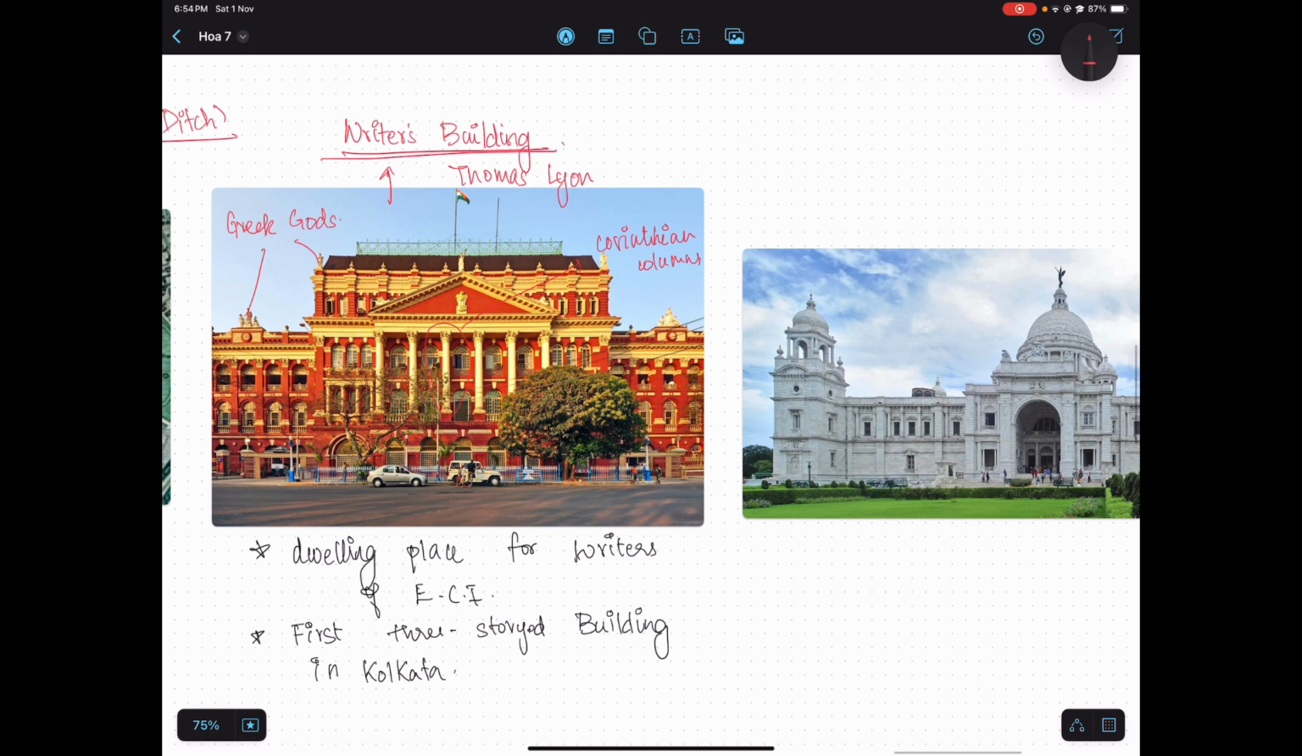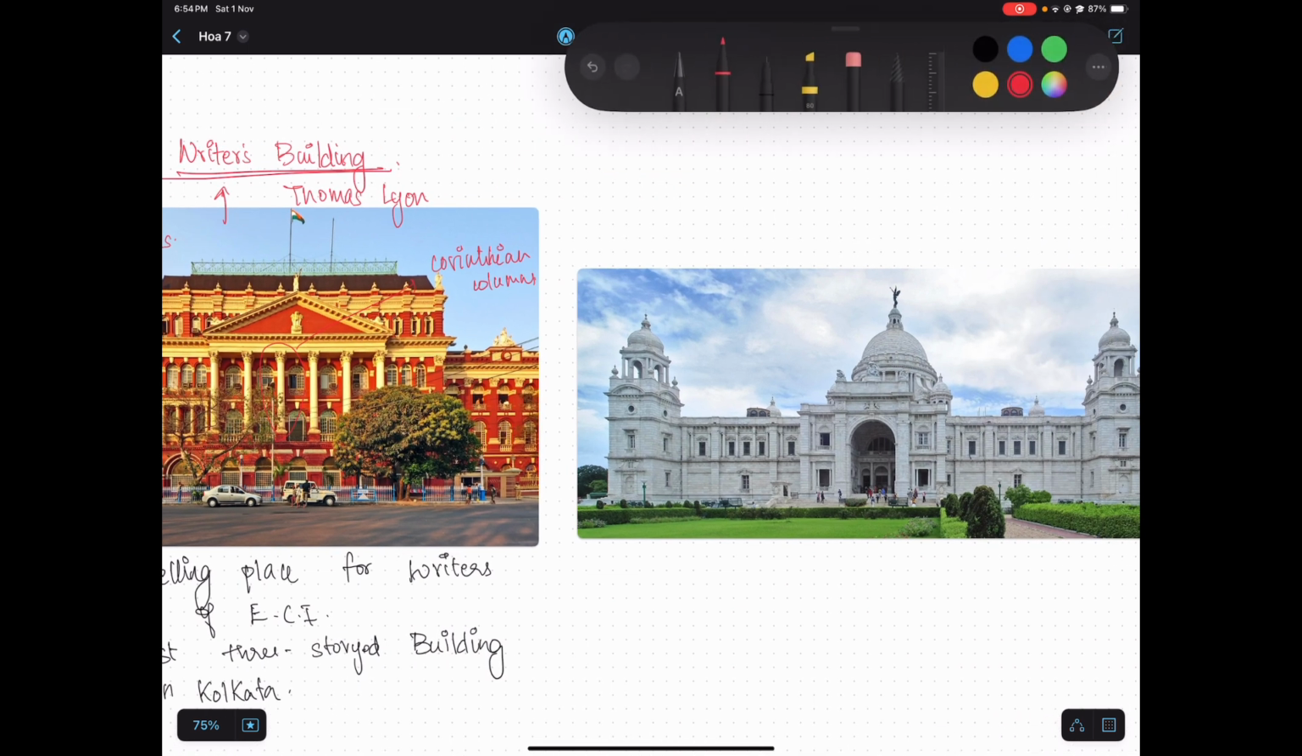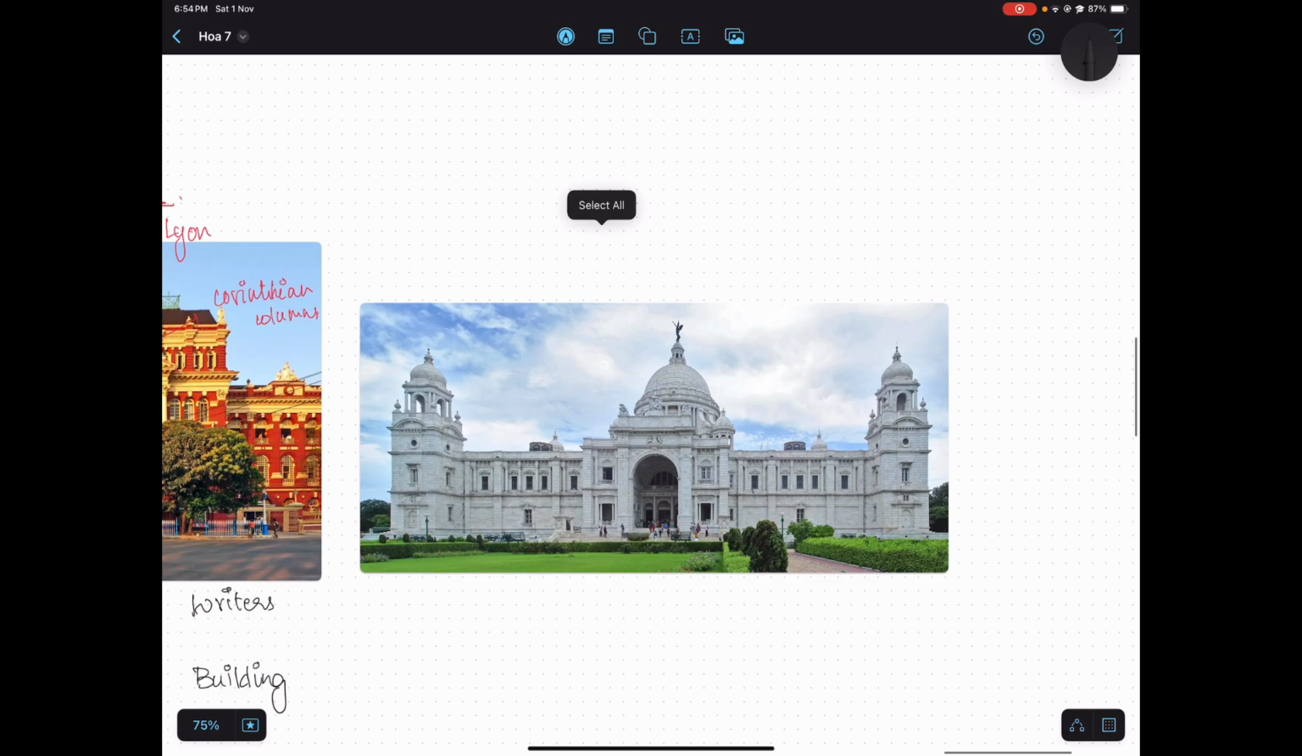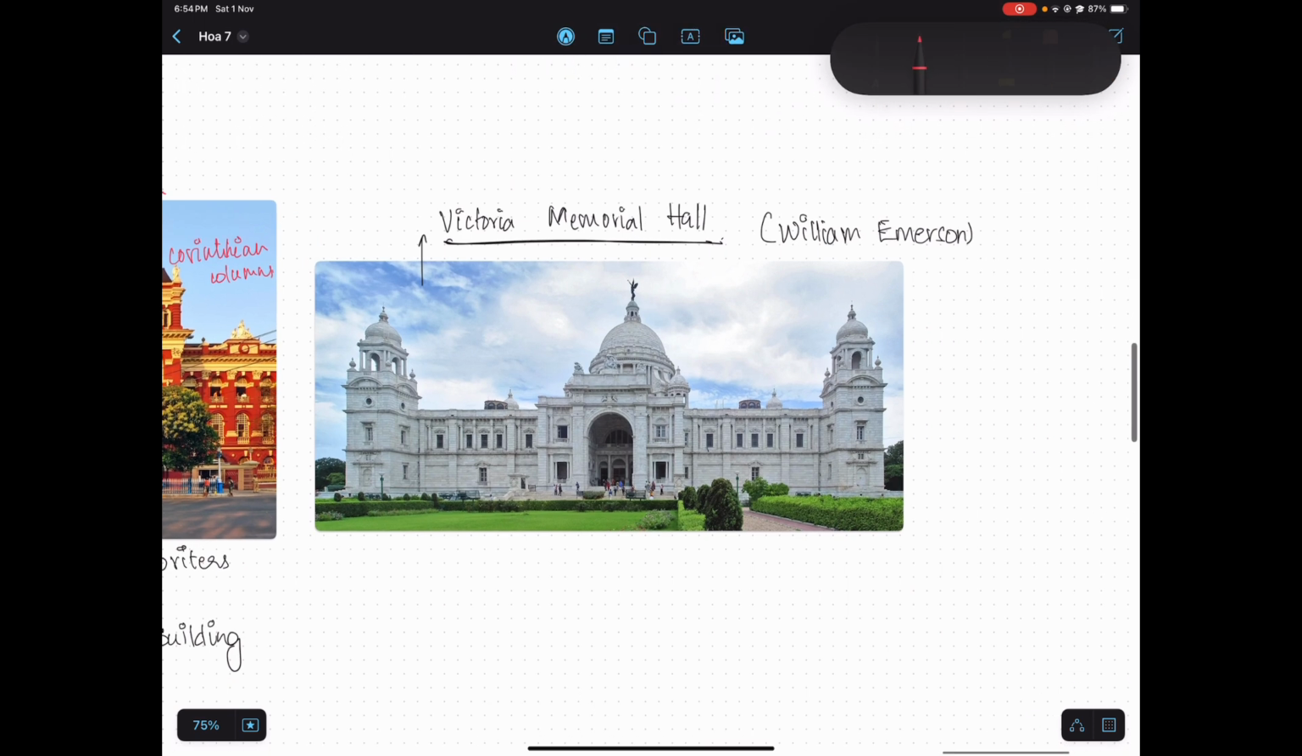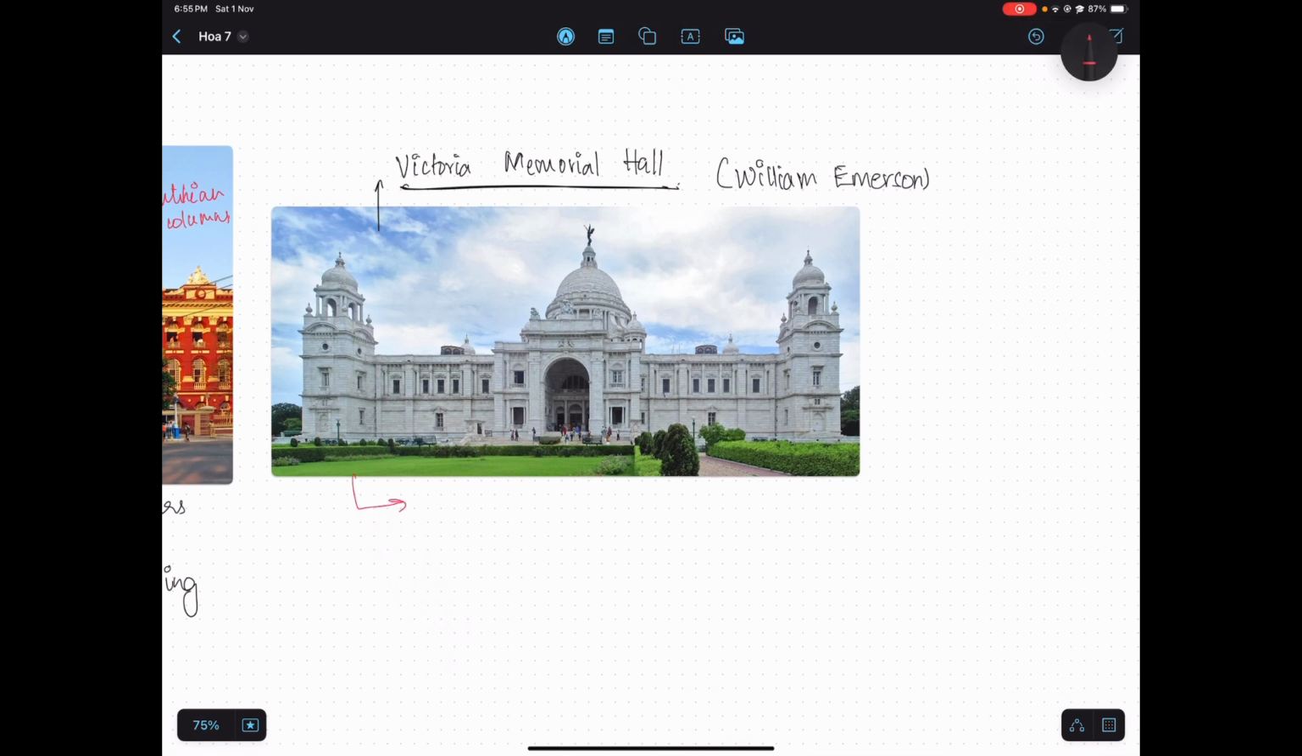Let's move on to our next building, which is the Victoria Memorial Hall. As the name suggests, this was built after the death of Queen Victoria, in memory of her, and this was designed by or built by William Emerson. So the important feature is this is built around a garden which was in the charbagh style.